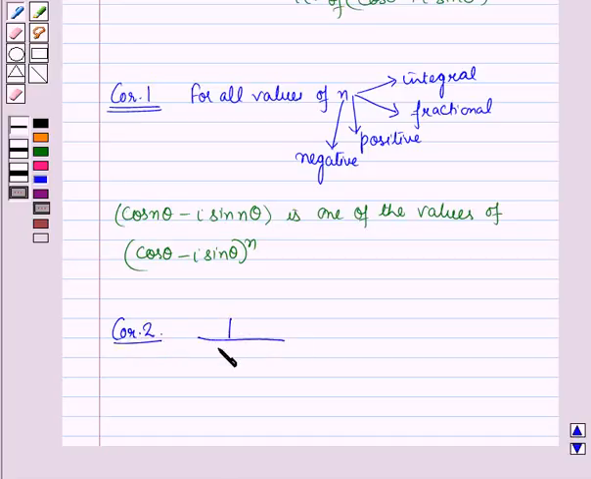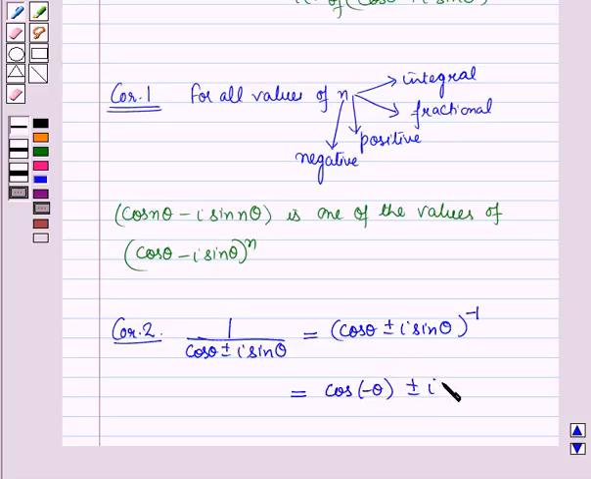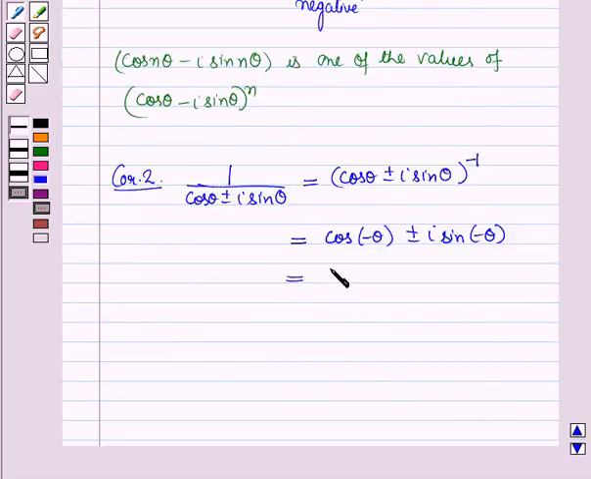1 over cos theta plus minus iota sin theta is equal to cos theta plus minus iota sin theta whole raised to power minus 1, and this is equal to, by de Moivre's theorem, cos n theta, that is cos minus 1 into theta, which is cos minus theta, plus minus iota sin n theta, that is iota sin minus theta, which is equal to cos theta, as cos minus theta is cos theta, and sin minus theta is minus sin theta. So this will become minus plus iota sin theta.